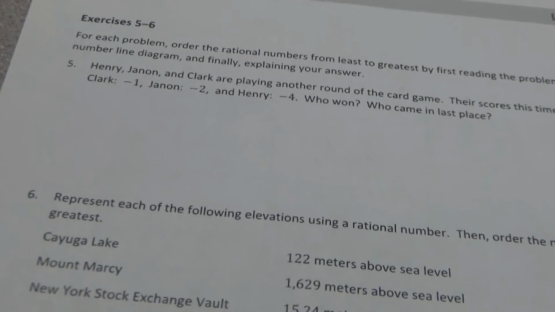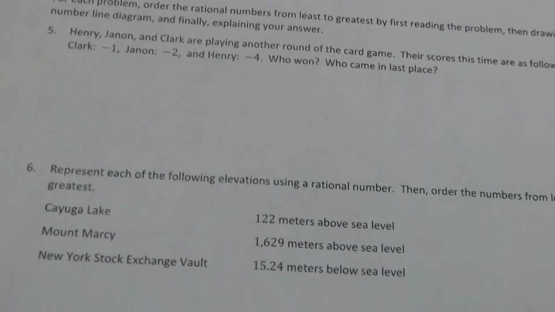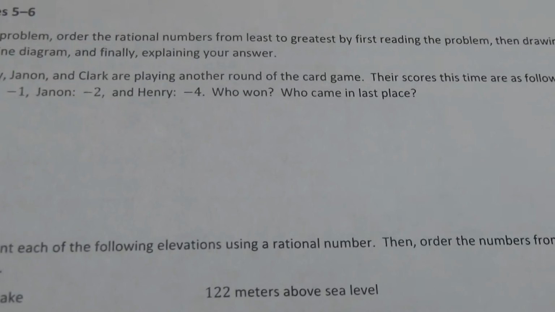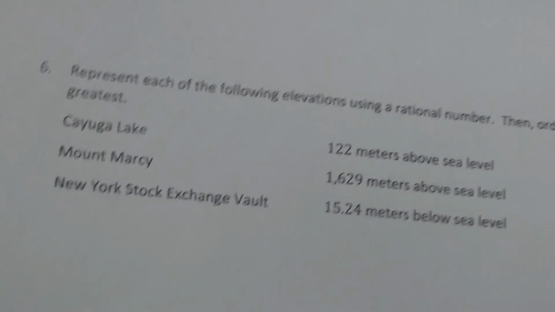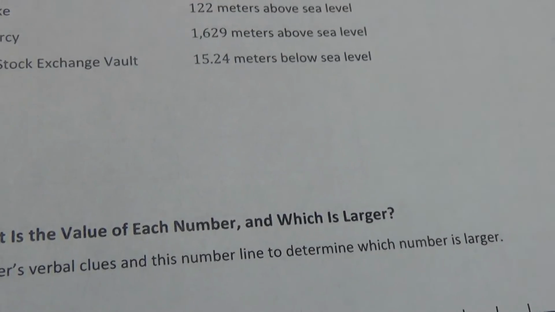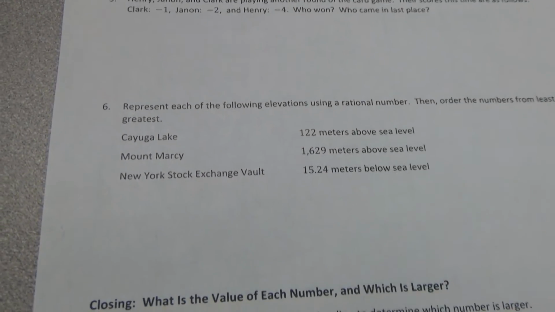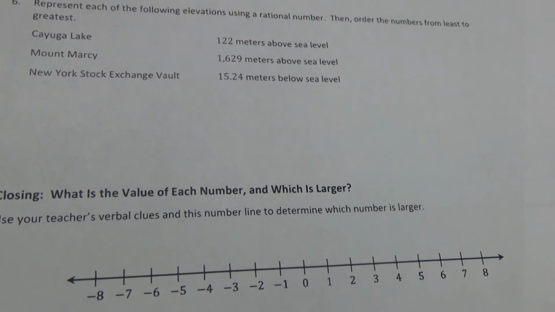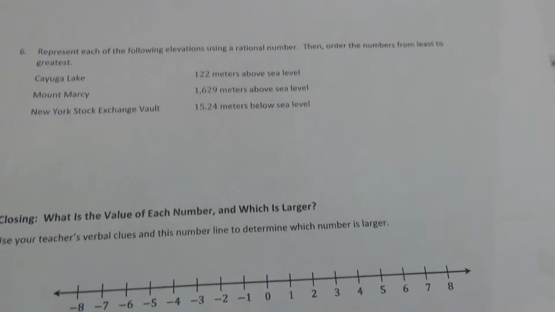On the next part, you're doing the exact same thing for 5 and 6. Make sure that you use your number line so you can tell who came in first place, who won, or who came in last place. Use a number line to justify your answers. In closing, it says use verbal cues and the number line to determine which number is larger. So I'm going to give you some questions at the end for our closing so that you can tell me which number is larger.